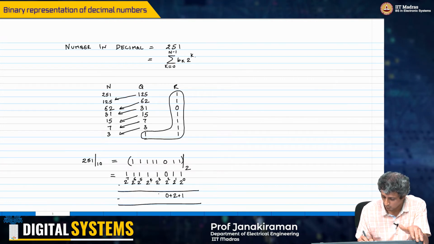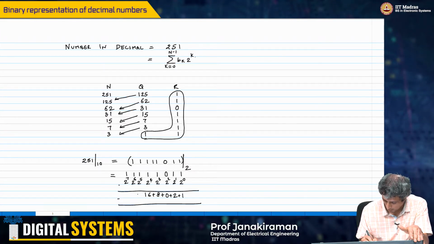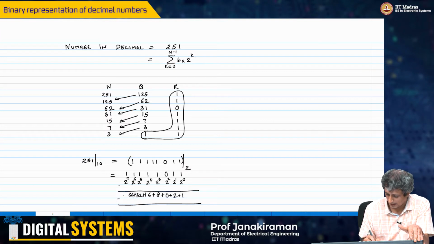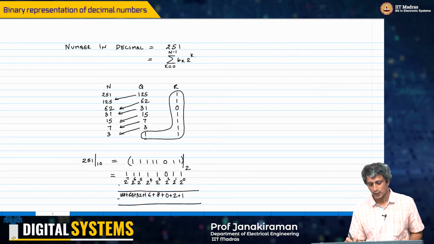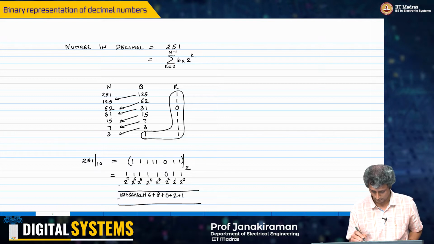2 power 3 into 1 is 8, 2 power 4 is 16, 2 power 5 into 1 is 32, 64 and 128. Now I am going to add these numbers, and if I do add it, I should get 251 as the answer.